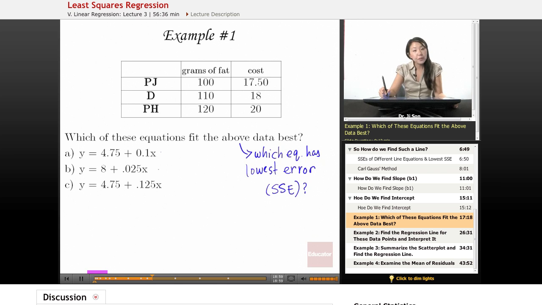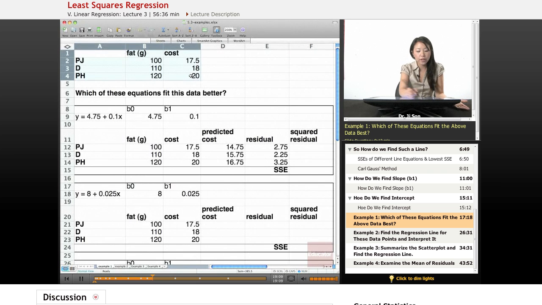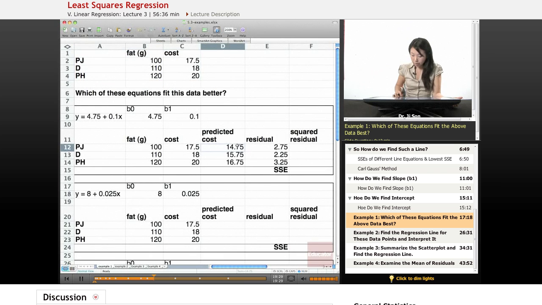So if you pull up the examples provided for you in the Excel file and click on example one, I've already entered in the data right here. So here's our three pizzas, the fat, as well as the cost. And it seems, just from eyeballing it, that there is a positive trend, right? So as fat goes up, cost goes up. We don't know why, but it seems to do so.